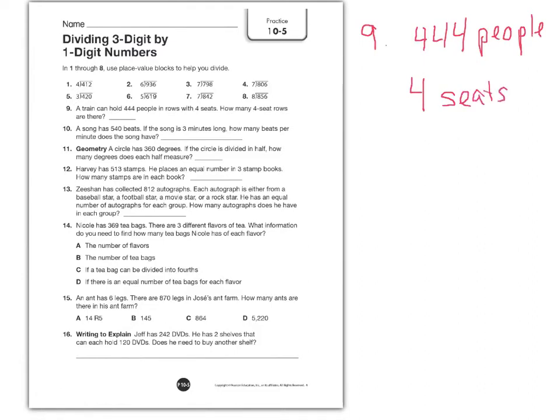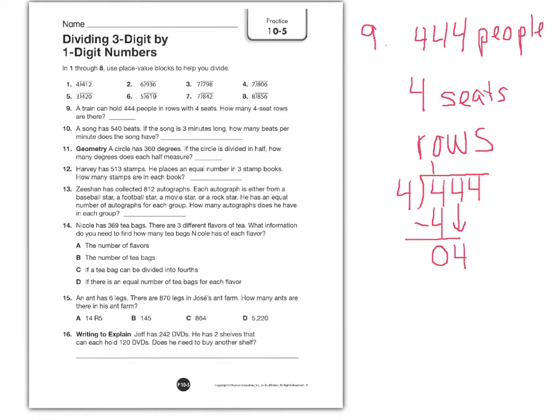So we are trying to find out how many 4-seat rows can seat 444 people. So we're going to be dividing 444 divided by 4. We're using the 444 people and the 4-seat rows. How many 4s are in 4? There is just 1. 1 times 4 is that 4. You're subtracting, of course, that is 0. Then you are going to bring down just the next 4.